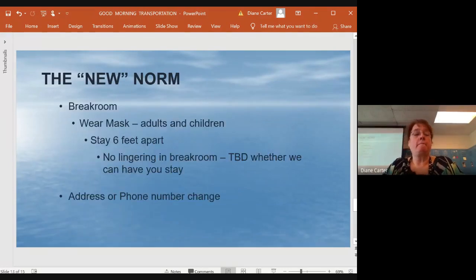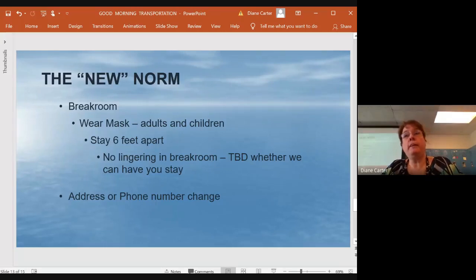Okay. Break room. You need to wear your mask, so does your kid. So do adults and children need to wear their mask. You need to stay 6 feet apart. And again, I'm not marking up my floor. I think you guys can figure 6 feet apart. We are not going to have lingering in the break room.